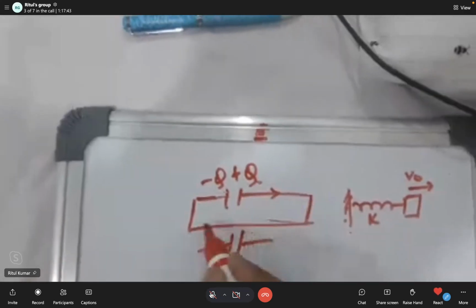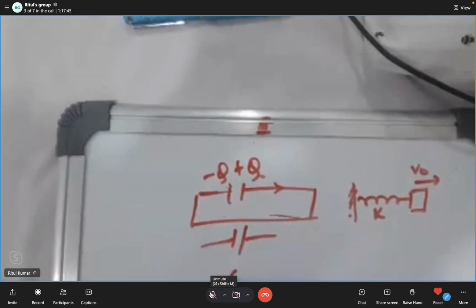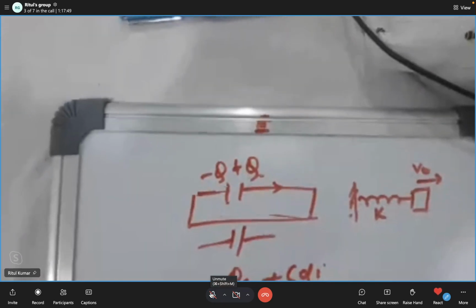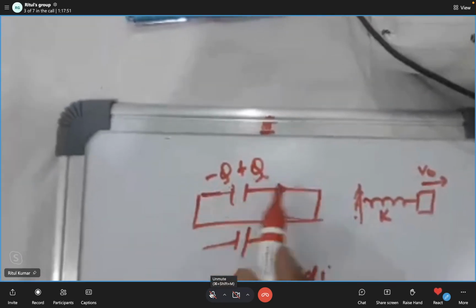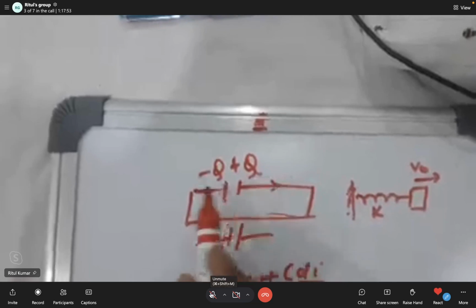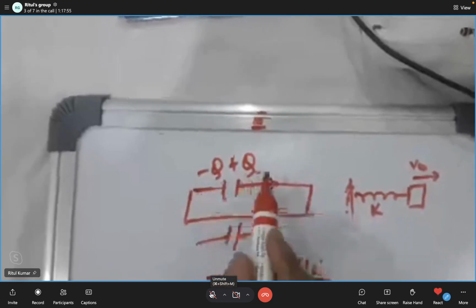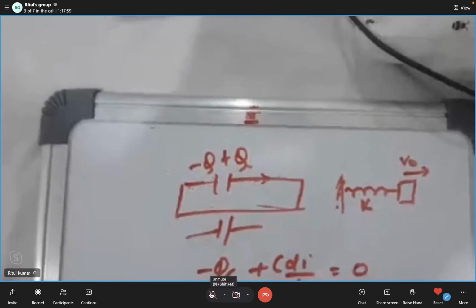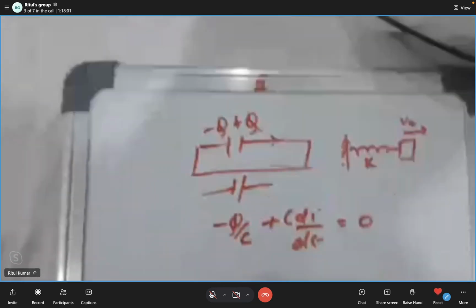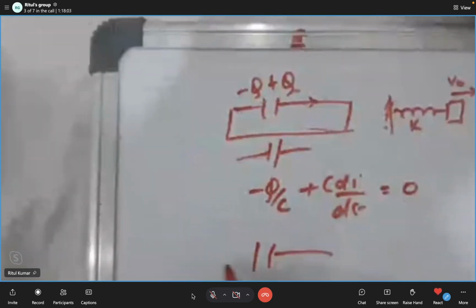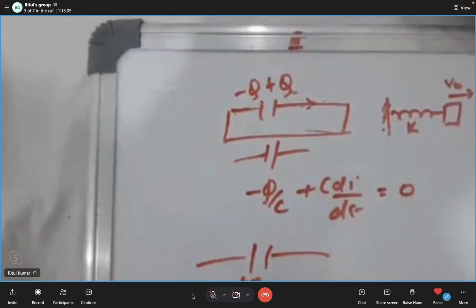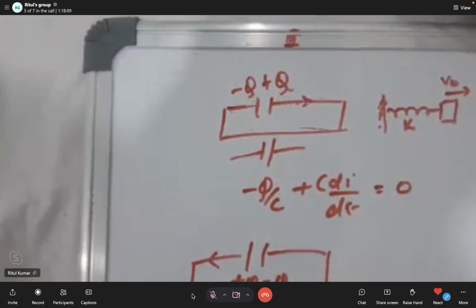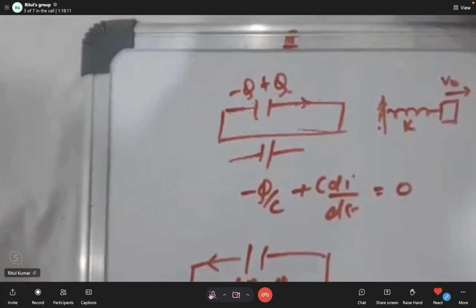Yes, sir. So what do we get? Minus of Q by C plus L di by dt. Check it out. From here to here, minus of Q by C, current flowing this way, plus L di by dt is equal to 0. Whichever way you take, you can take it this way as well. This is plus Q, this is minus Q, then the current is flowing in this direction. It'll be this way then.